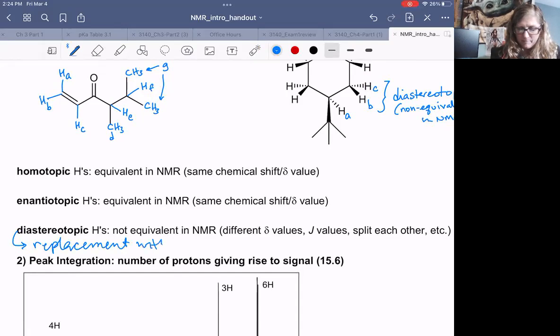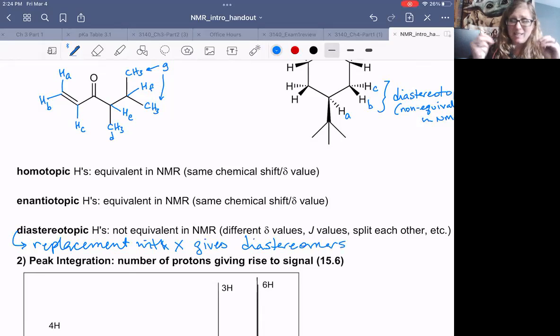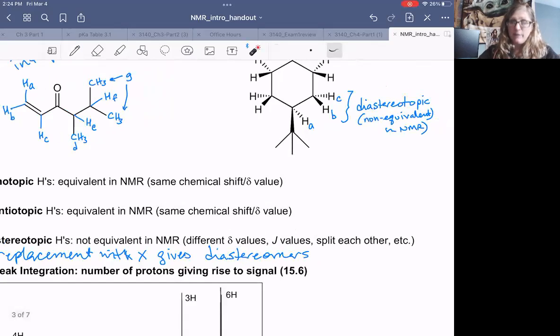And what we could say is that replacement with, we could just say X. Okay, again, I like to use a chlorine atom, for example, gives diastereomers. Sorry, my handwriting is tough today. So two protons that would result in a pair of diastereomers with the replacement test are described as being diastereotopic.